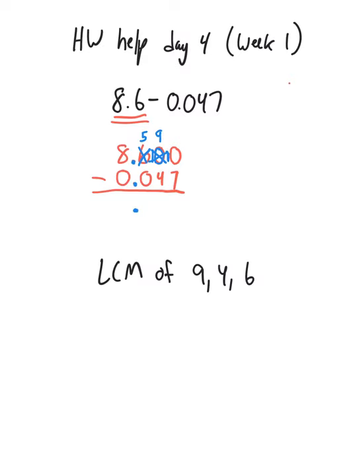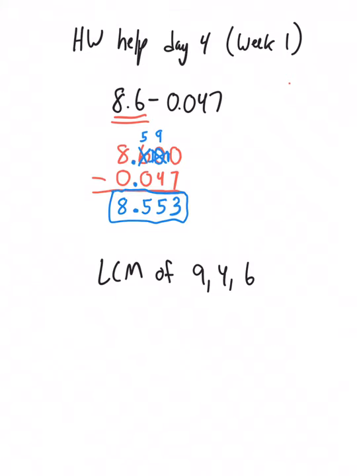So I'm going to start with my 10 minus 7, which is 3. Then I'm going to do my 9 minus 4, which is 5. Then I'm going to do my 5 minus 0, which is 5. And my 8 minus 0, which is 8. And this is my final answer, 8 and 553 thousandths.